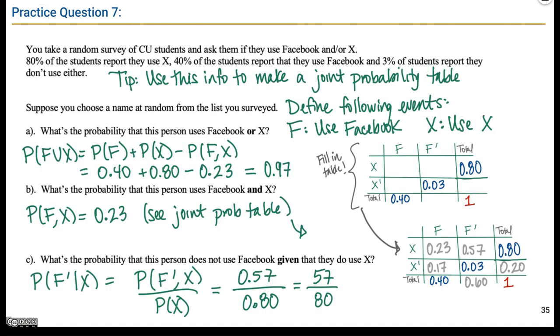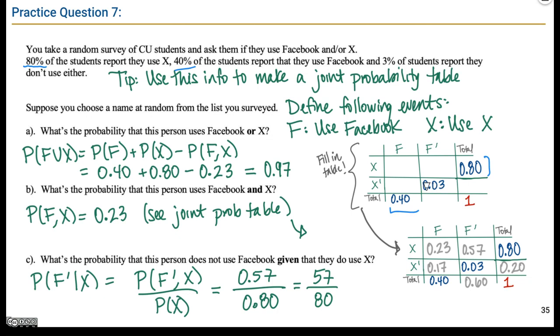Okay, so I would say a starting point here is to use the info you have to make a joint probability table, because you are asked to find some joint probabilities, some conditional probabilities, as well as a union. And so having the joint probability table to start is going to be really useful. What I did was just fill in the 3 pieces of info we were given. 80% of the students use X, so I put that right here. 40% use Facebook, so that's here.